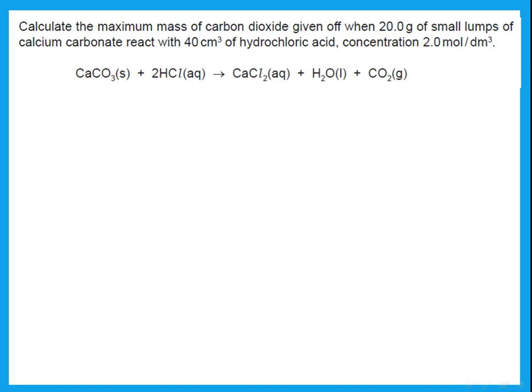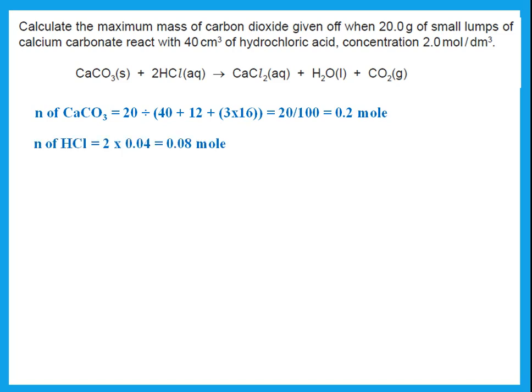So here actually he gives me information about calcium carbonate and information about the acid. So I need to get the number of moles of each one from the information. So number of moles of calcium carbonate is the mass over the molecular mass of calcium carbonate, so that's 0.2. The number of moles of HCl from the information that he gives me is 0.08 mole. And then I take a look at the equation.